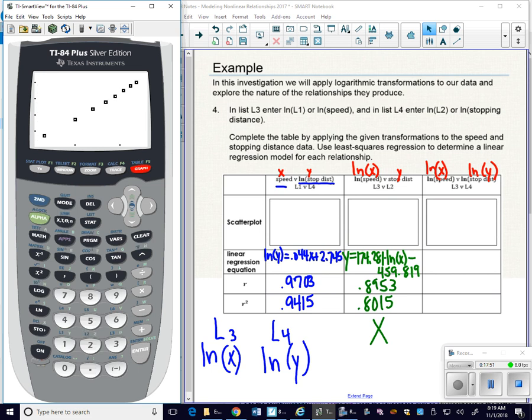Now look at that data. When you look at that scatter plot, I think you can see a very, very clear straight line relationship. So it would make sense, definitely, to do linear regression or least squares regression on this data. But remember, we transformed the data. It's not x versus y, it's the natural log of x versus the natural log of y.